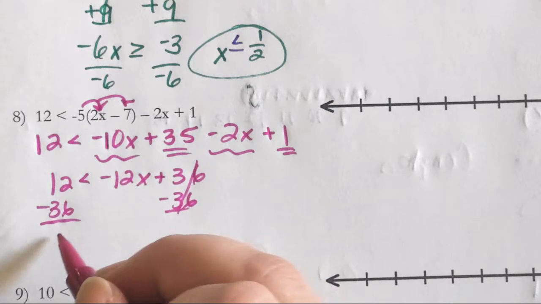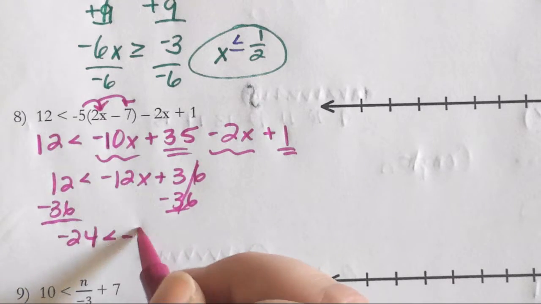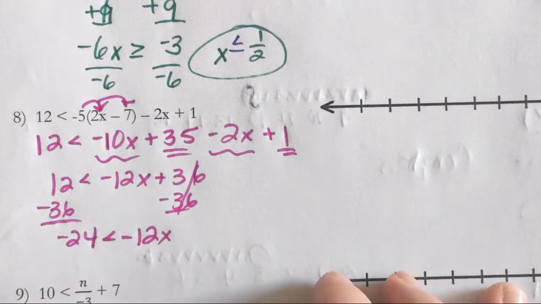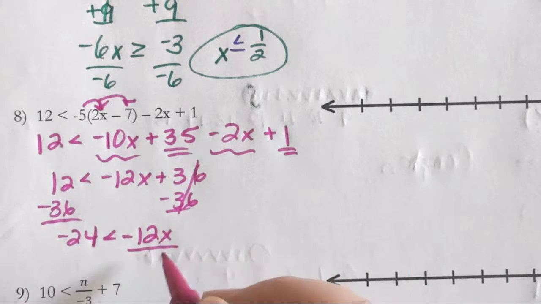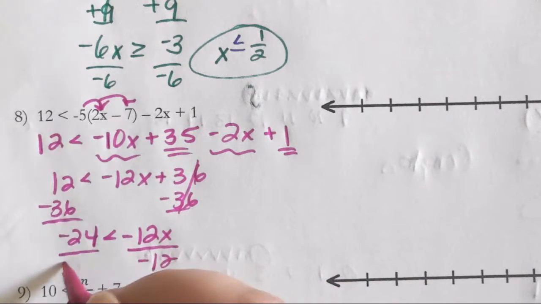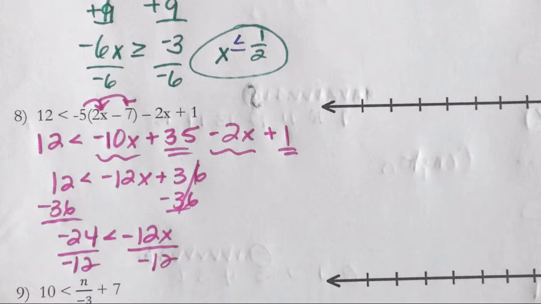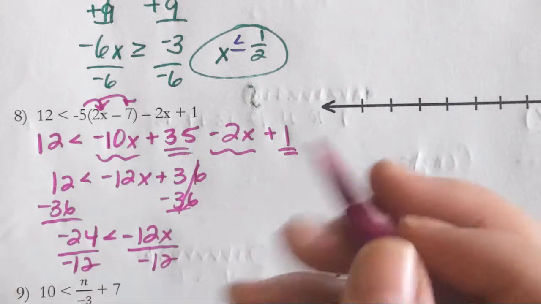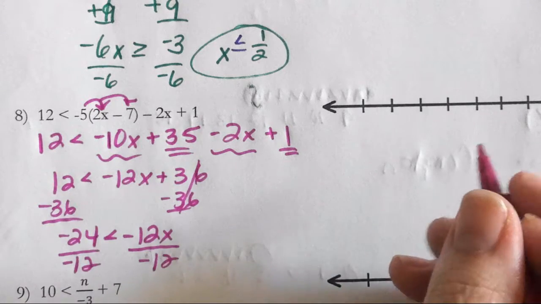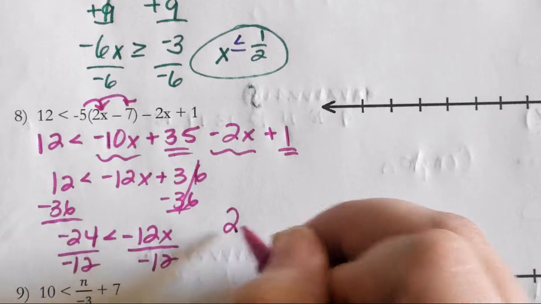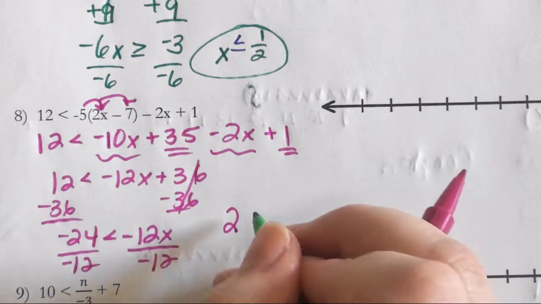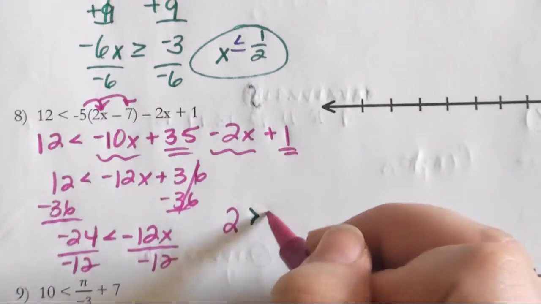Then you move 36 to the left. So I think it's -24. Then you divide by -12. Okay, now what? You flip the sign. So x is, well, -24 divided by -12 is 2, and then you flip the sign because you divided by a negative. 2 is greater than x, or x is less than 2.